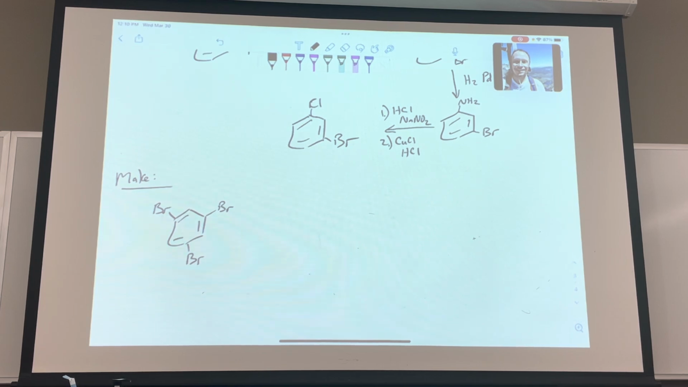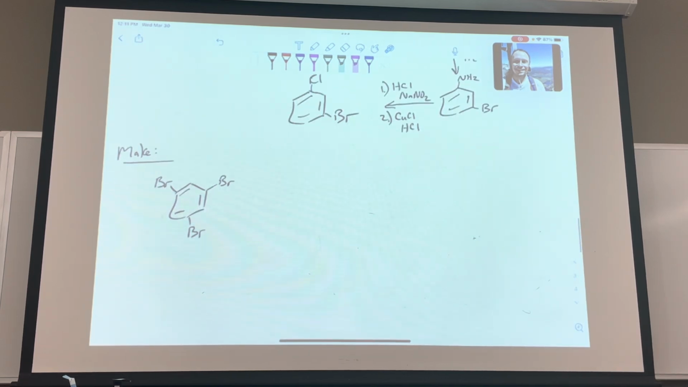Well, it'd be easy enough to put a bromine on. Again, just Br2, FeBr3. You see the problem though? Here again, we have a regiochemical problem, because once you put the first bromine on, it's going to direct any other bromine to an ortho-para position. And all of these guys are meta relative to each other. So doing the traditional EAS mechanism is not going to work.